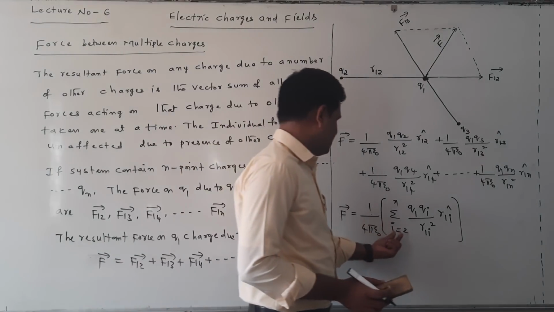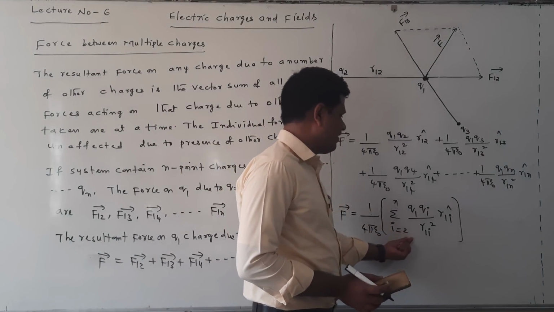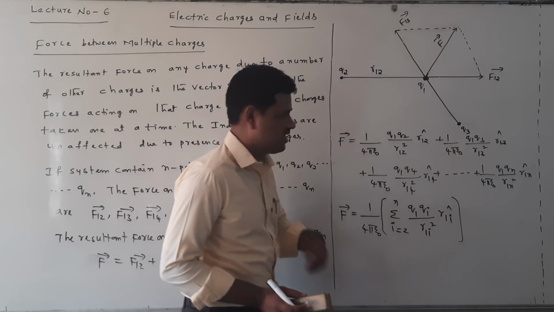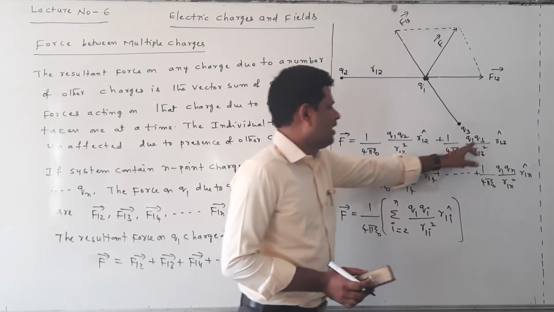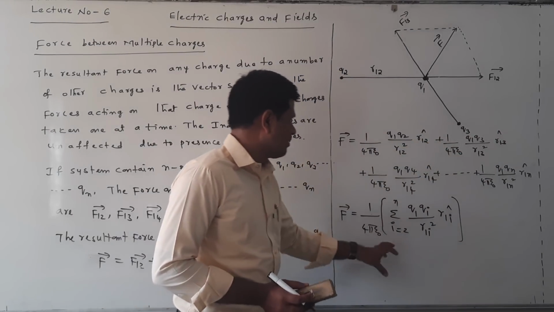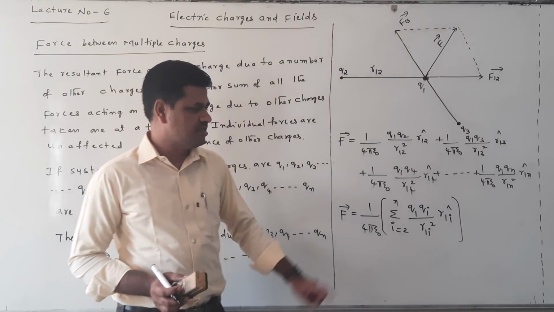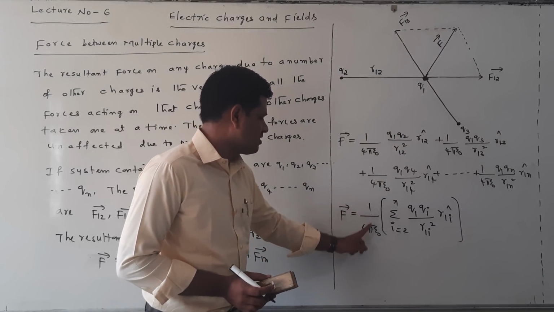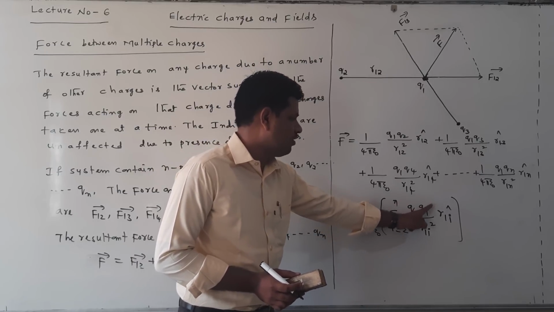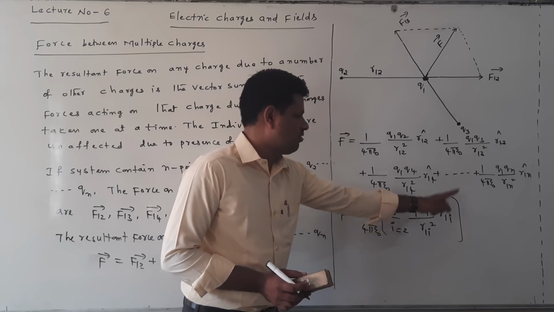Next we expand for i equal to 3, which gives 1 by 4 pi epsilon naught multiplied by Q1 Q3 by R13 square into R13 cap. That's the reason we write F bar is equal to 1 by 4 pi epsilon naught, sigma i equal to 2 to n, Q1 Qi by R1i square into R1i cap.